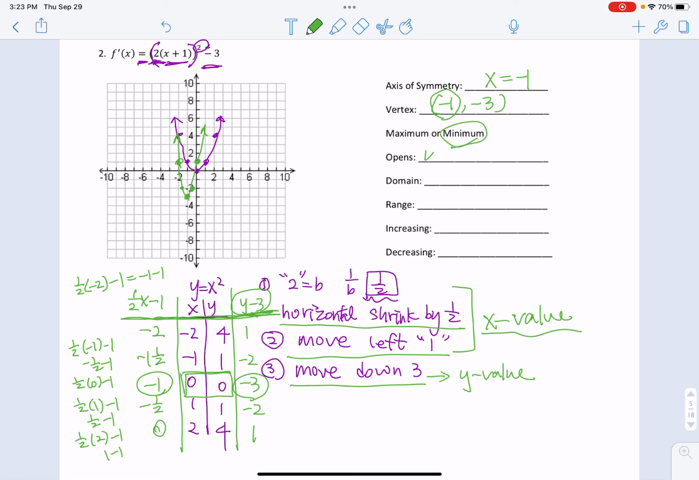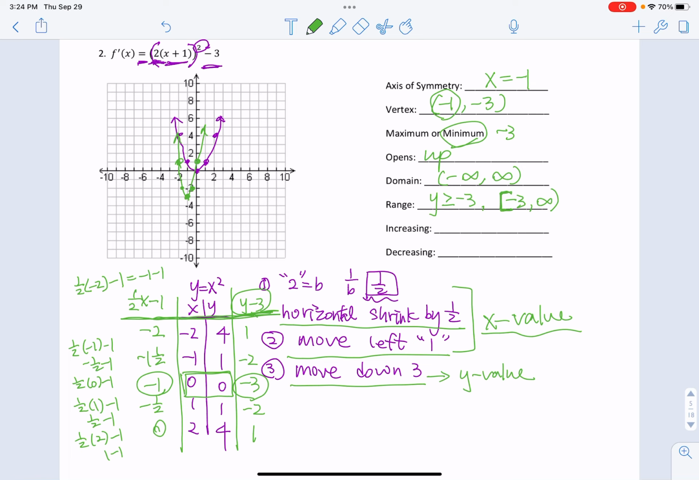And the domain for a quadratic will always be all real numbers, negative infinity to infinity. And the range will be, since this graph has a minimum of -3, I will say y is greater than or equal to negative 3, or in interval notation for the range, negative 3 as the least value, the smallest value, to infinity. Negative 3 is included using a bracket.